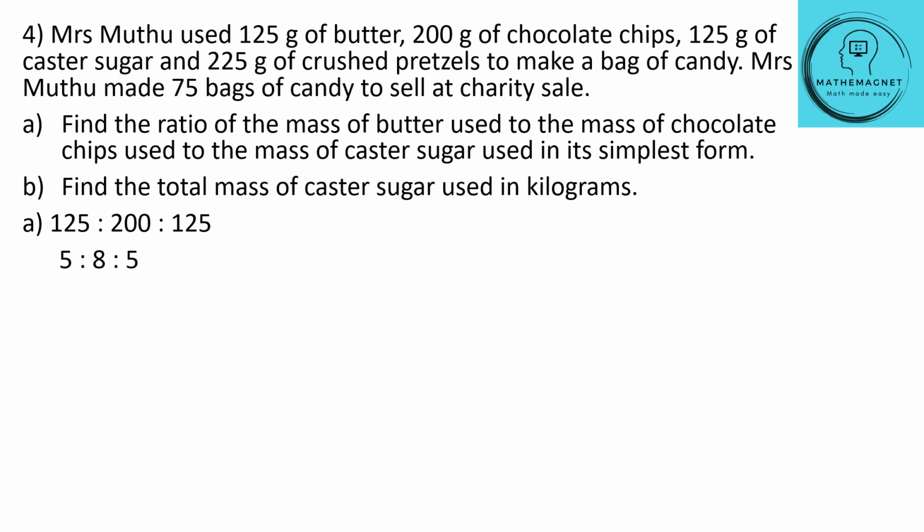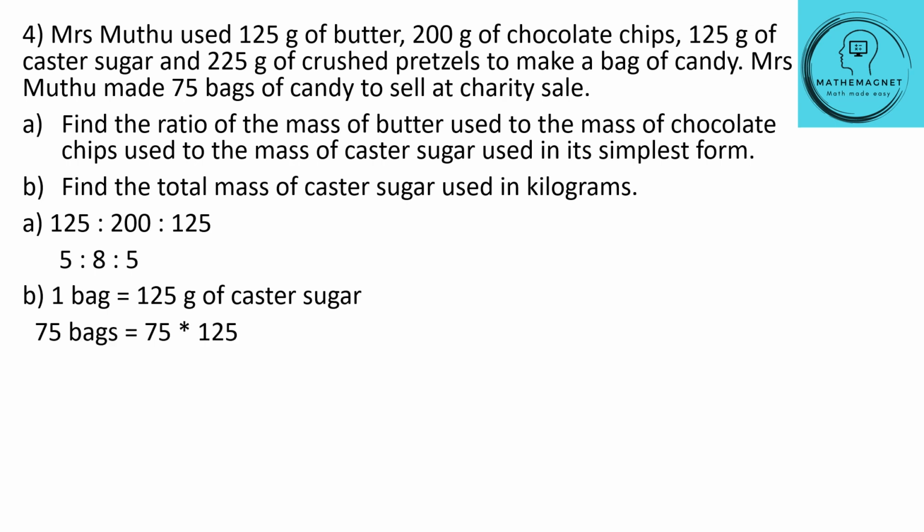Now for question B, find the total mass of caster sugar used in kilograms. We will see one bag of candy, she uses 125 grams of caster sugar. Now she has made 75 bags of candy, which means 75 times 125, which is equal to 9375 grams.